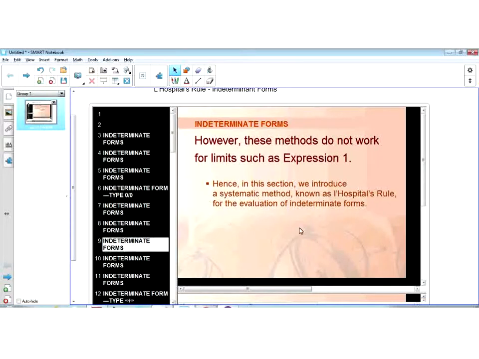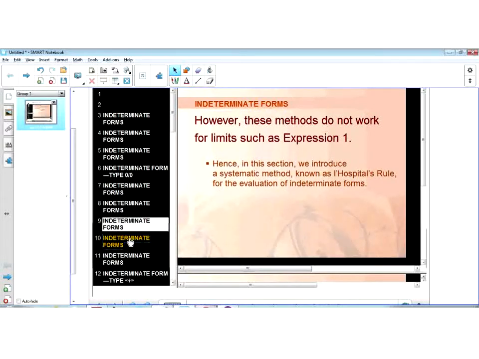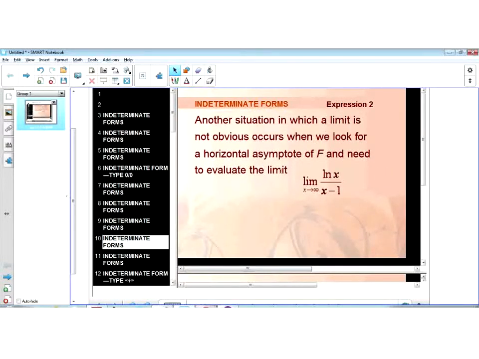So we introduce a method known as L'Hopital's rule for actually computing these types of limits in a more efficient manner. We have what are called indeterminate forms. Here's another limit problem: the limit as x approaches infinity of the natural log of x divided by x minus 1. If we were to use direct substitution, we would have something akin to infinity over infinity, which is yet another indeterminate form type.